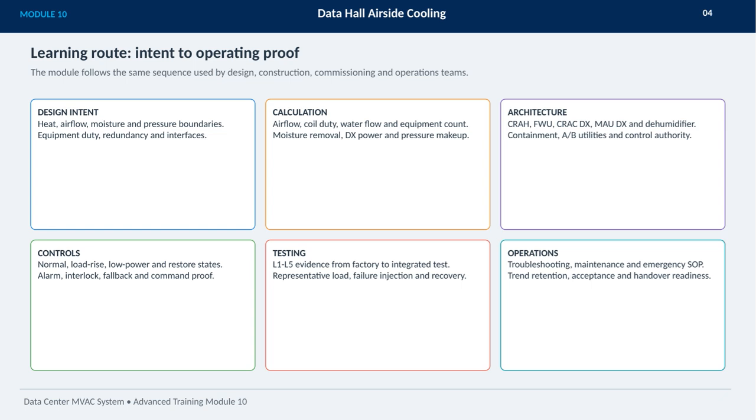Then we explore architecture, including components like CRAH, FWU, CRAC DX, MUDX, and dehumidifiers, plus containment strategies and control authority. Controls come next, examining different operating states, alarms, interlocks, and fallback procedures. For testing, we look at evidence from factory to integrated tests, including failure injection and recovery scenarios. Finally, operations focus on troubleshooting, maintenance, emergency procedures, and ensuring readiness through trend monitoring and handover protocols. This comprehensive sequence mirrors how design, construction, commissioning, and operations teams work together effectively.